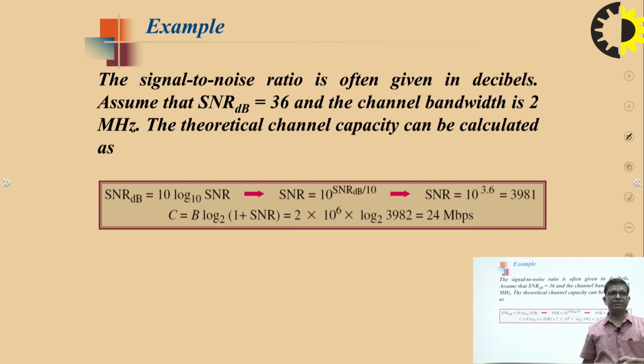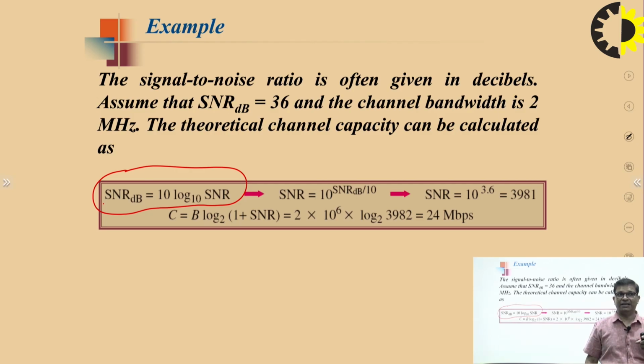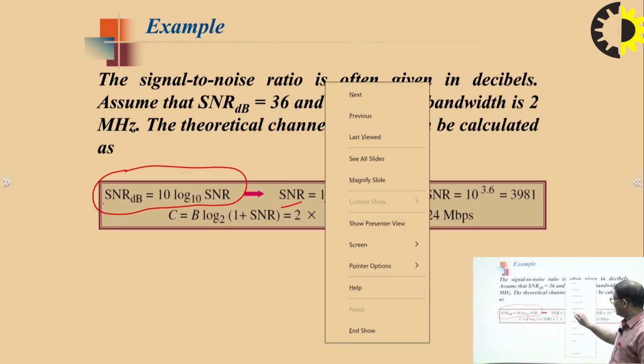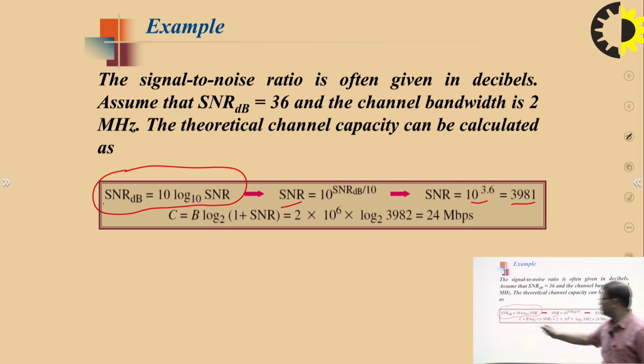The signal to noise ratio is often given in decibels also. You can convert the SNR into SNR dB. So assume that SNR dB is equal to 36 and the channel bandwidth is 2 megahertz. The theoretical channel capacity can be calculated as follows. This is the formula: SNR dB is equal to 10 log 10 SNR. So SNR is equal to 10 to the power SNR dB upon 10. So SNR is equal to 10 to the power 3.6, which is 3981. So you can calculate C as B log 2 (1 + SNR), which is equal to 24 Mbps.